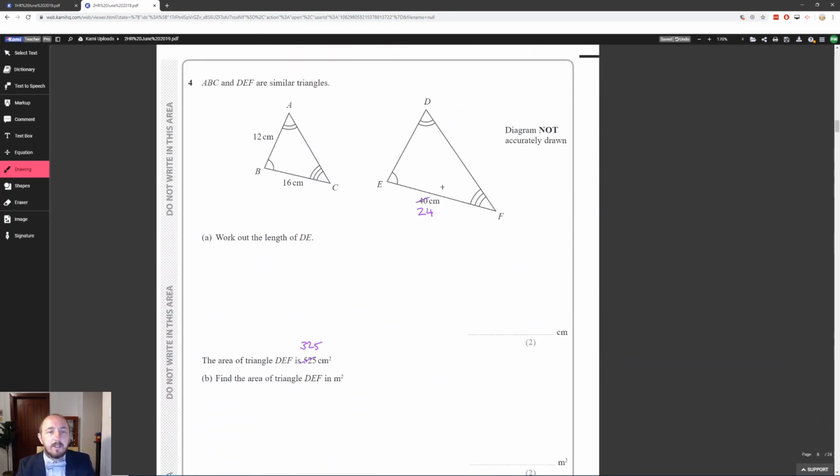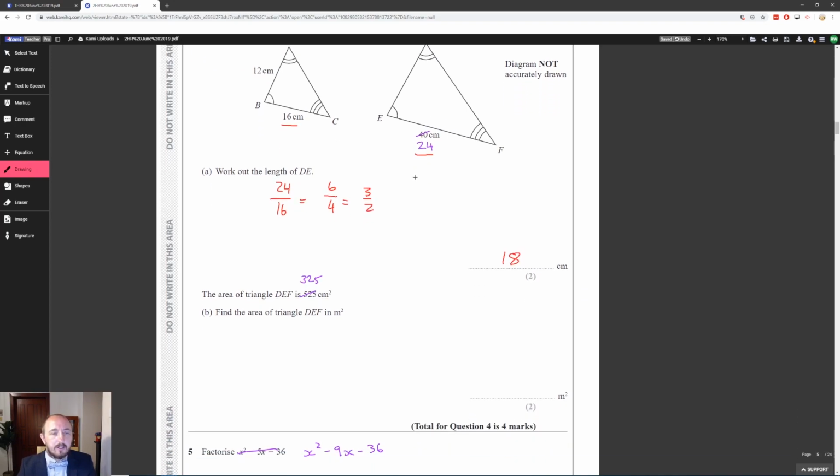Similar triangles. So we look for a side that is common to both, and then we divide them to get the scale factor. So 24/16, that's going to be 6/4, which equals 3/2. So the scale factor is 3/2 or 1.5. So 12 times 3/2 is 18 centimeters.